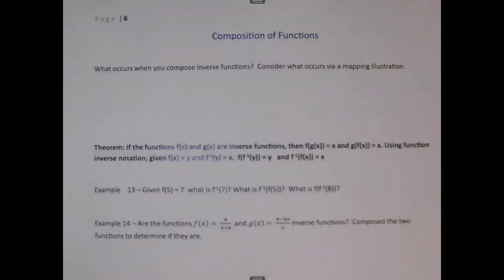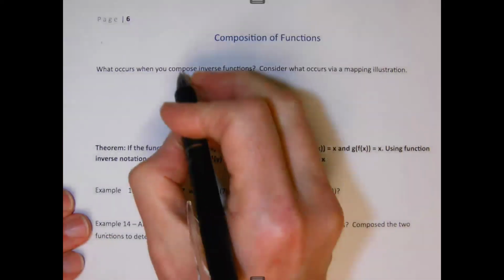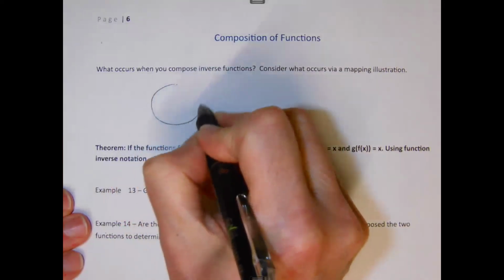Last topic here, composition of functions, but in terms of inverses. So what occurs when you compose inverse functions? Well, the answer is pretty simple, actually. Consider what occurs with a mapping illustration. So let's think about this for a second.